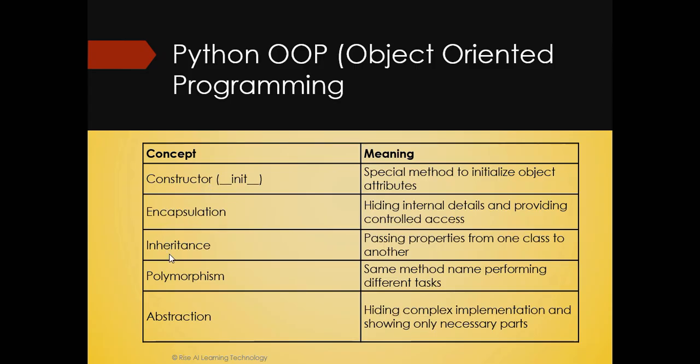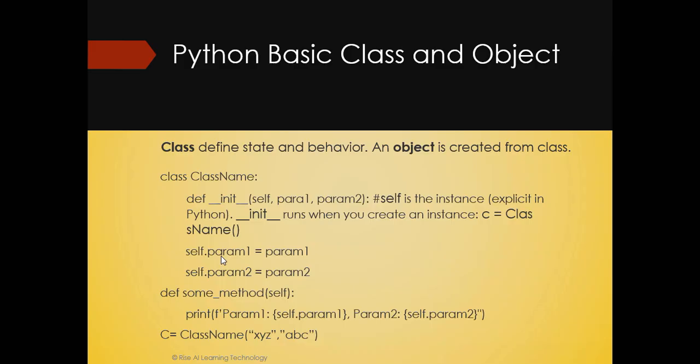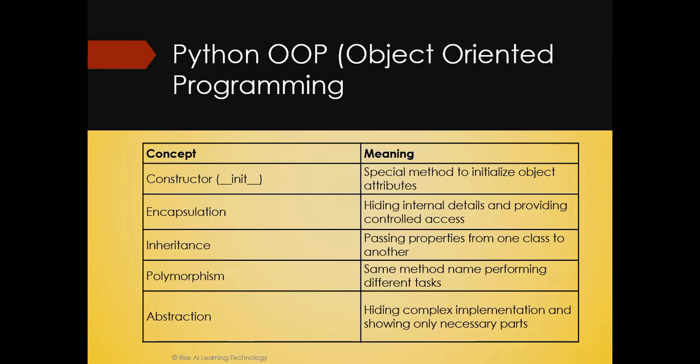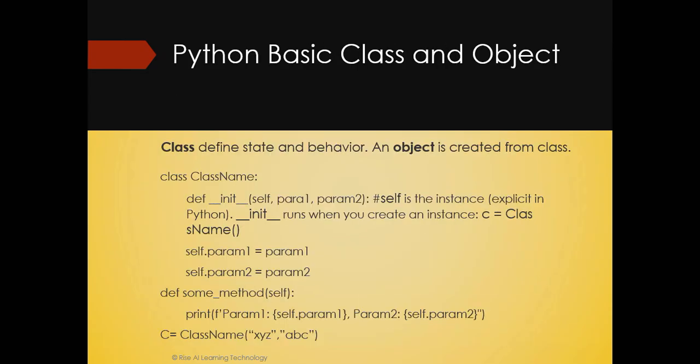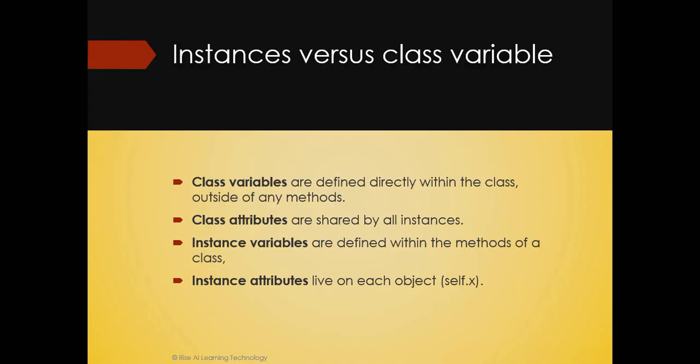Then we discussed at a high level encapsulation, inheritance, polymorphism and abstraction. But in more detail about these main concepts, we will cover each topic one by one. And here we just explained the syntax of writing a class and how to declare an object of a class. We also discussed class variables. Class variables are within the class and outside of any methods, and they are available to all the instances.